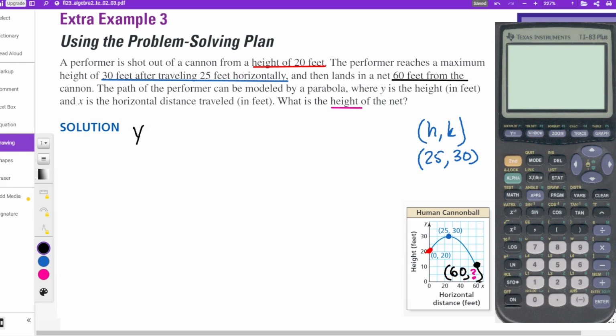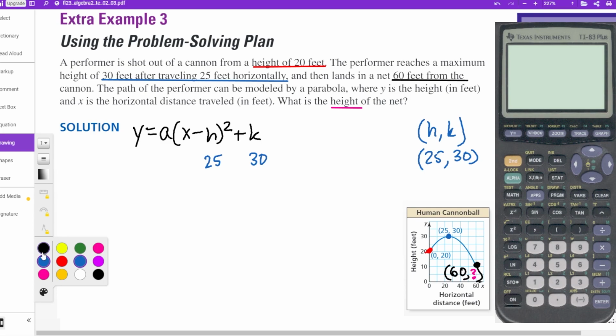So vertex form is y equals a times x minus h squared plus k, where h is 25 and k is 30. So let's put 25 in for h and 30 in for k. So we get y equals a times x minus 25 squared plus 30. Then to write the equation, we need to figure out what a is.